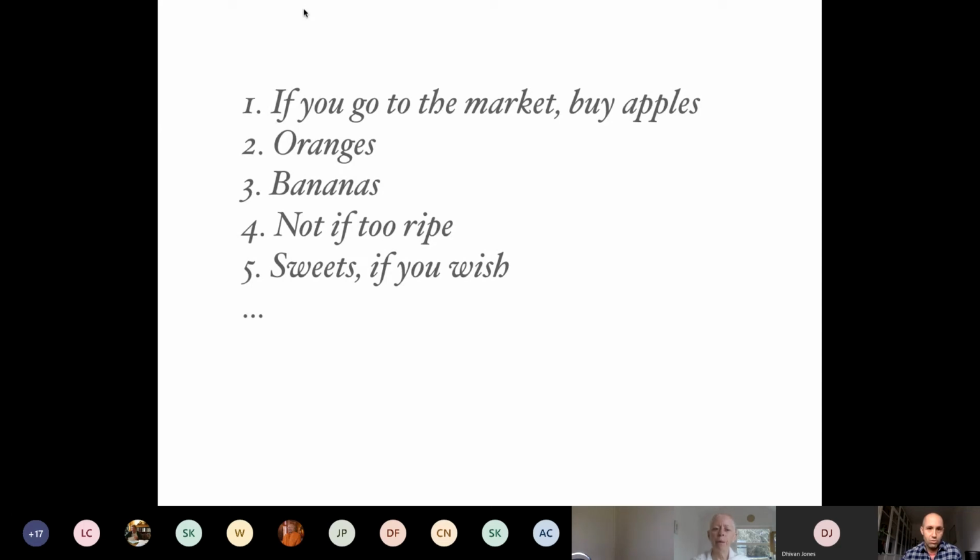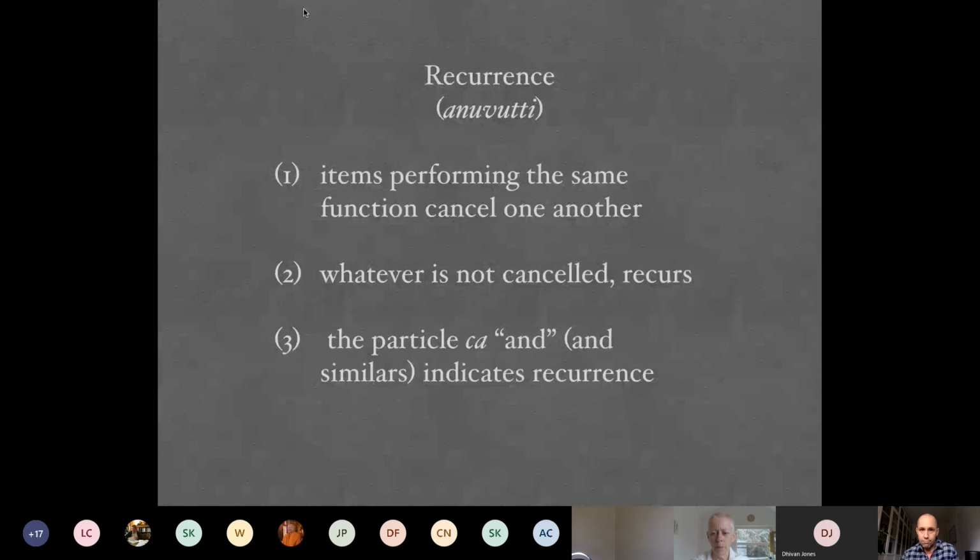In rule number 2, you say oranges, but if you had to say what this rule actually means, you have to say: if you go to the market, buy oranges. That would be the full Vṛtti. And that is because the expression, if you go to the market, buy, all this information recurs. That means it applies again. So this is how the Anuvṛtti, or recurrence, works in ordinary language. That is the economy of language.